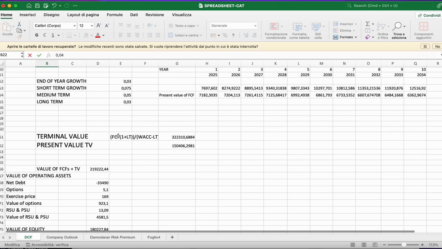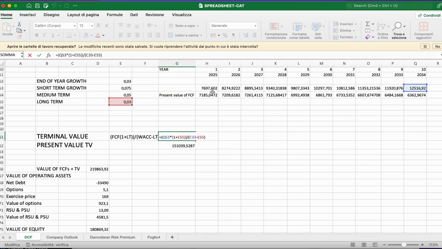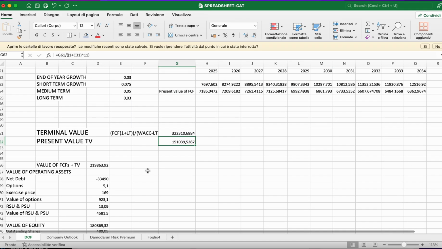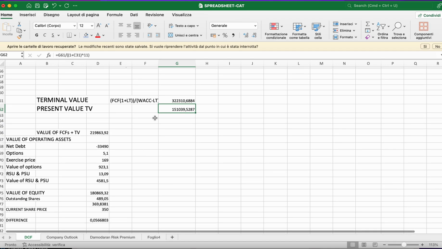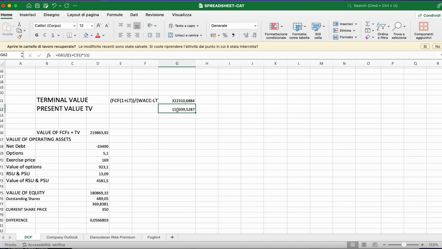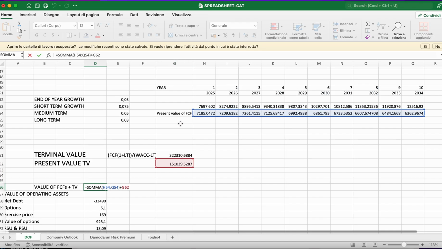So next, we calculate the terminal value. Here we have the calculation. It's based on the last year free cash flow, and then you have this calculation to calculate the value of the free cash flows in perpetual growth at this rate over here, 3%. And yeah, then we have the present value of that terminal value, and we add that to the sum of the free cash flows at the present value.